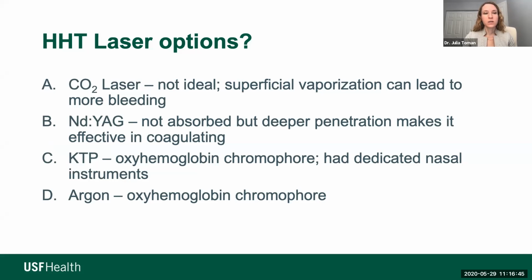So again, the CO2 laser would not be ideal. It causes superficial vaporization, which is just going to result in more bleeding. So don't use that option. The Nd:YAG has a deeper penetration, which does make it a very effective coagulating laser, but it's not necessarily absorbed by oxyhemoglobin, which KTP and Argon are. So both of those are good options. The thing that makes KTP a better option in this particular case is that it has a dedicated nasal instrument that's been designed. So you will often see people using a KTP laser to address these sort of lesions.